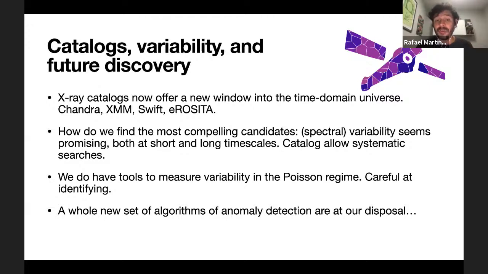We actually heard about all those tools as well, how to estimate variability in the Poisson regime. How do you say if something's variable or not when you only have a few photons arriving in your detector? Those are all ideas that came from this workshop, and I encourage you all to review them. And of course, because we have all those serendipitous sources, we also need to think in terms of anomaly detection for discovery. I think it's important for us to realize that there are existing methods that allow us to find those objects that are unlike any others in these wonderful catalogs. And I encourage you all to investigate those and to look forward to future discoveries.